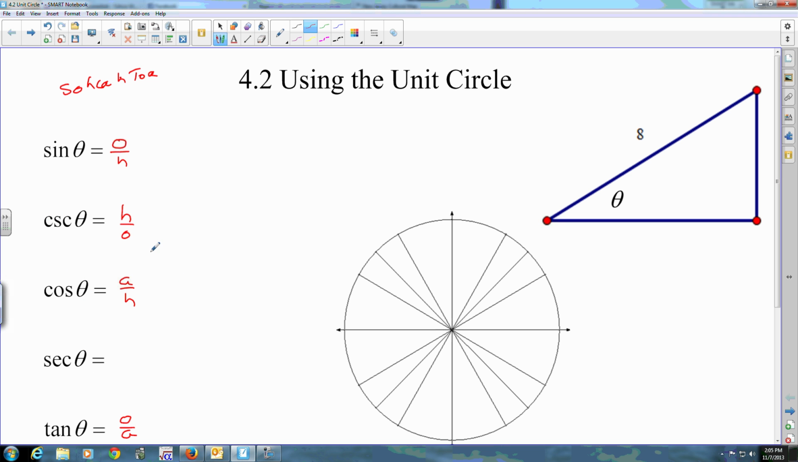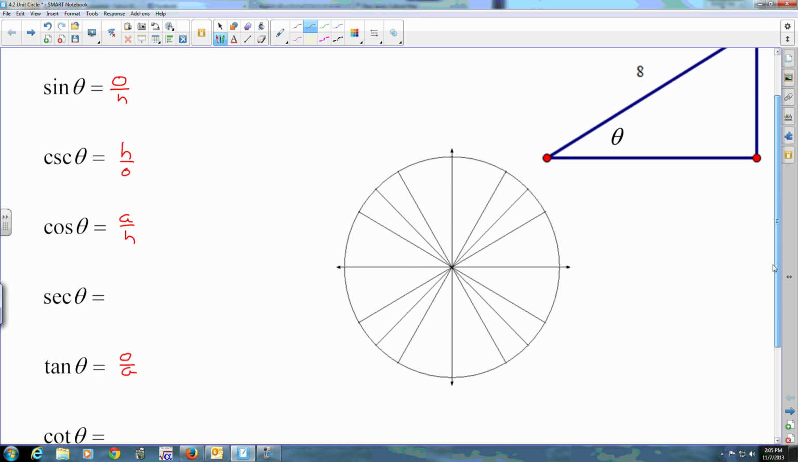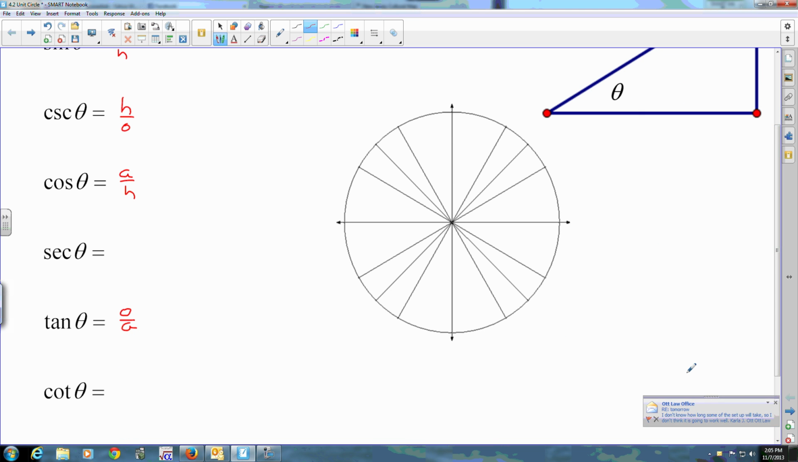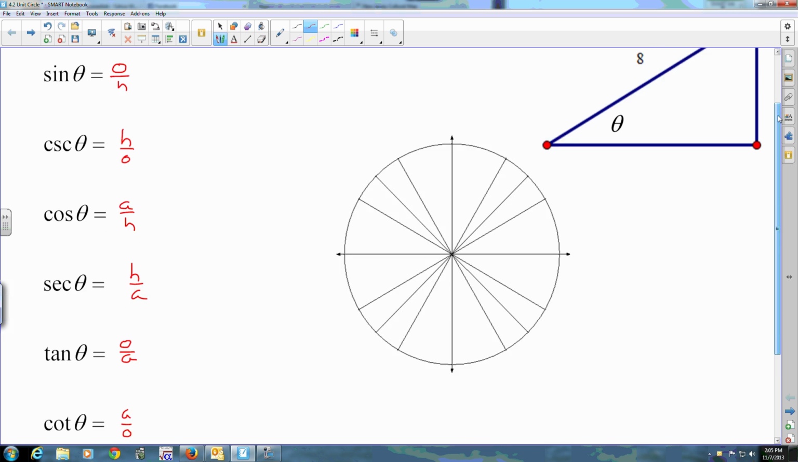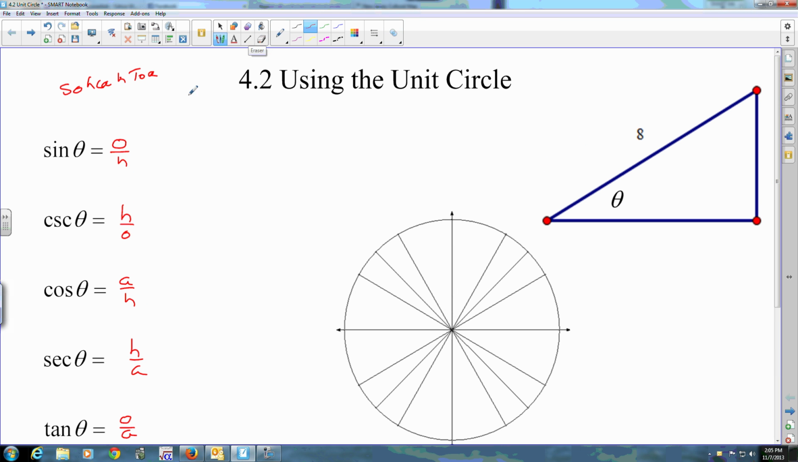The hypotenuse over... And secant is going to be hypotenuse over adjacent. And cotangent is going to be adjacent over opposite. Now, there are other definitions of this to go with it.